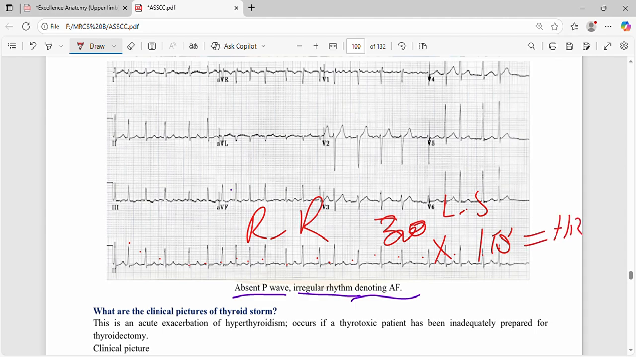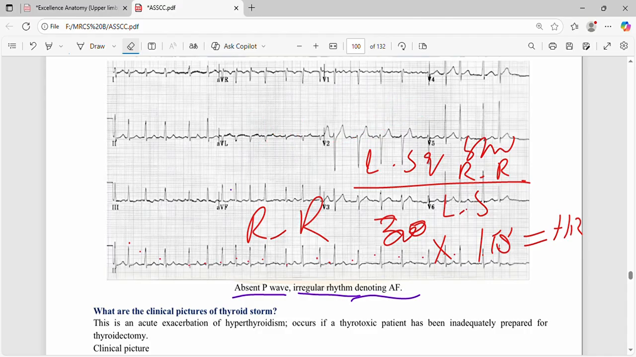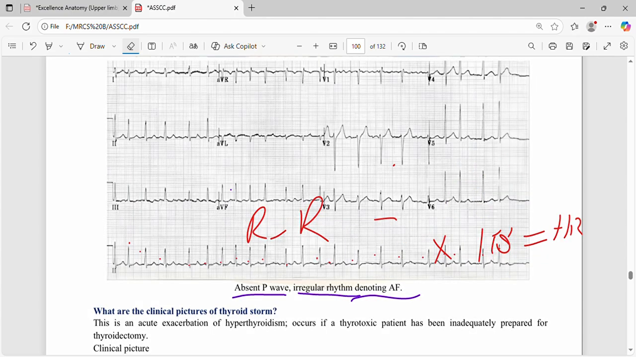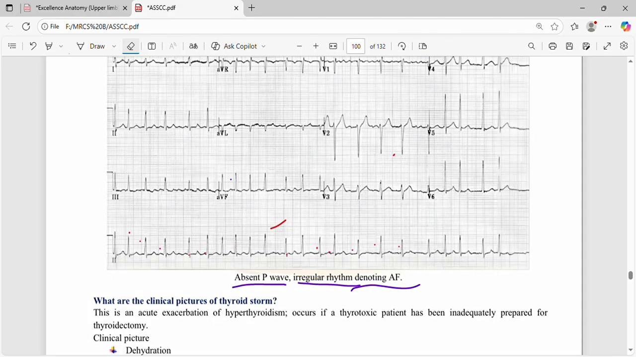And when the rhythm is regular, you take the number of large squares between two R waves, and divide 300 by the number of large squares between two R waves. So this will give you the heart rate. So this is how we read or calculate the ECG. So here this is the picture of atrial fibrillation.